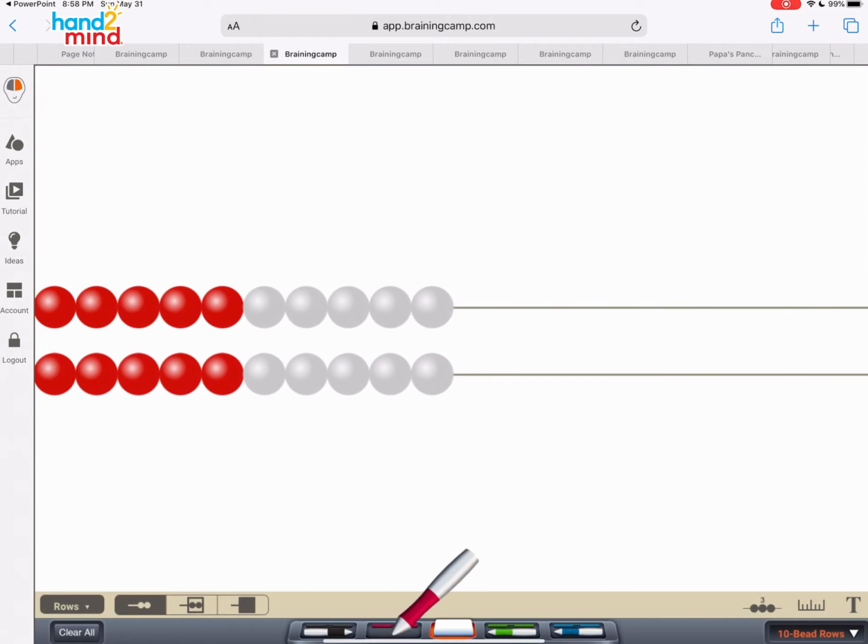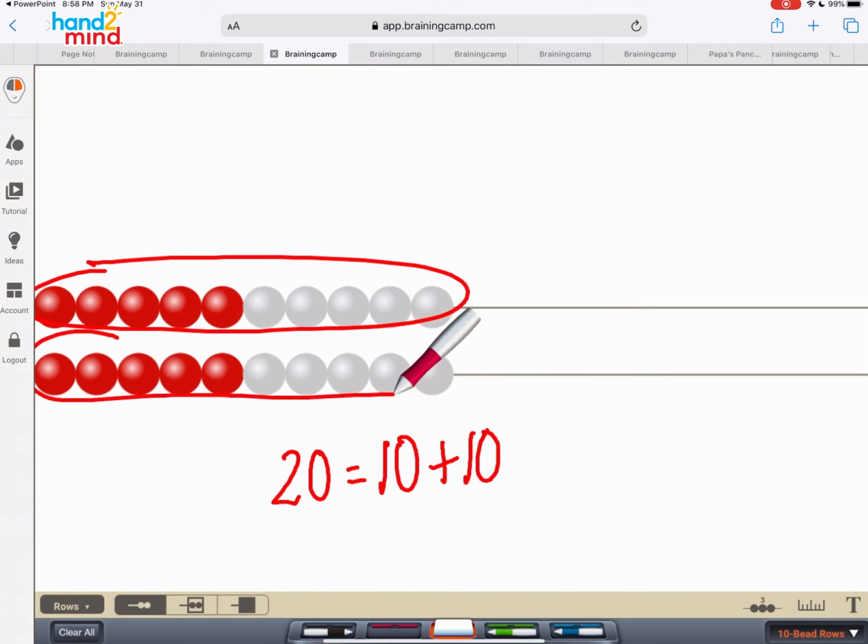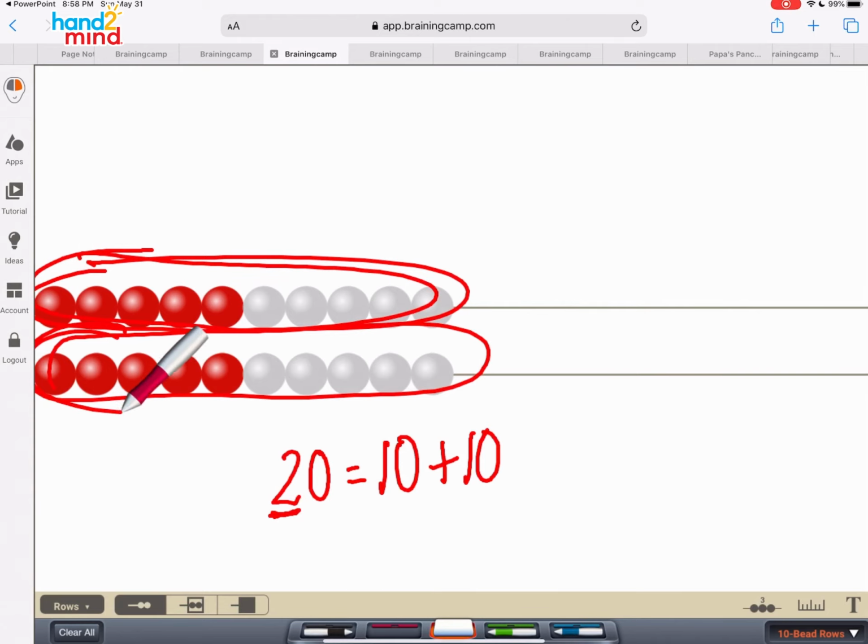How many? 20. And how do you know it's 20? Oh, it's 10 and 10 because all the beads are slid over. So this is 10 and this is 10. Now let's look at how we write 20. See that 2 right there? That 2 is telling us there's one group of 10, there's 2 groups of 10, so there's 2 10s. So that's why that is written like 20. That's really a nice idea.